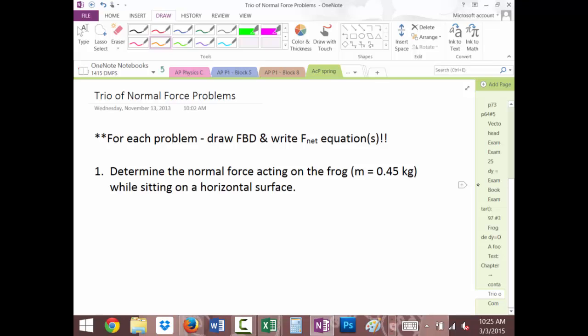Okay? I'm going to walk you through this one. I did put this up at the very top. For each problem, draw an FBD. What does FBD stand for? Free body diagram. Yeah. So that's the diagram that has all the forces acting on one object. And write an Fnet equation, or equations. In this case, we just need one. So here we go. We're going to do it right now. You do it too. If you just want to write normal force problems, then you can always come look at this again to figure out what the problems are.